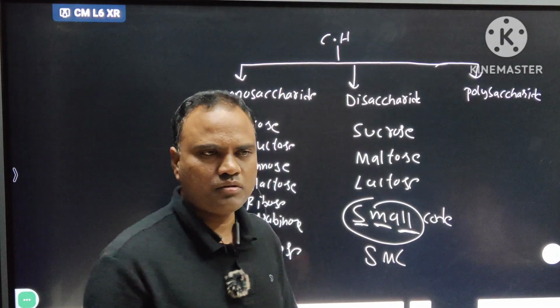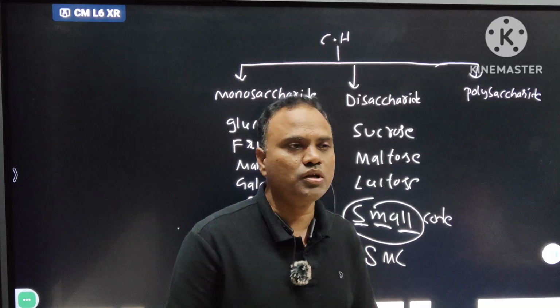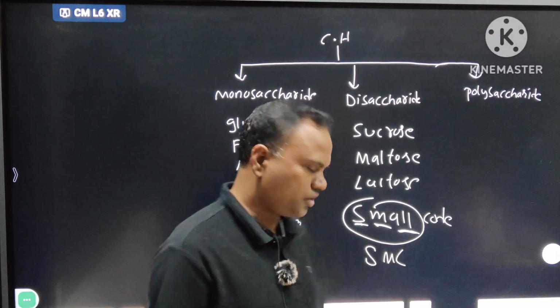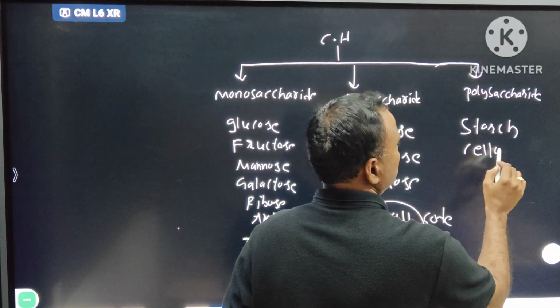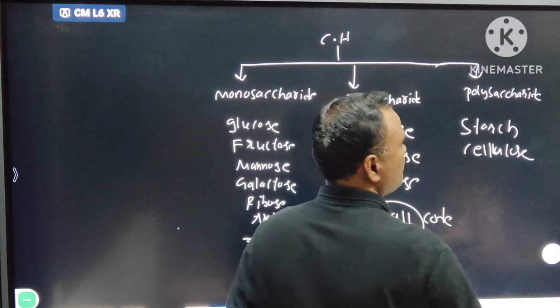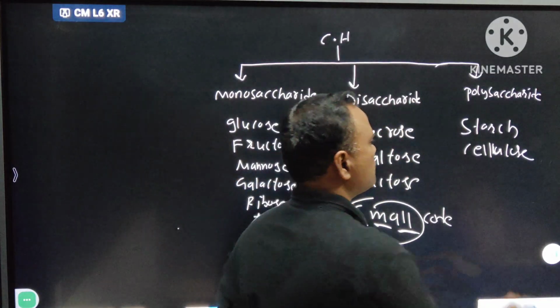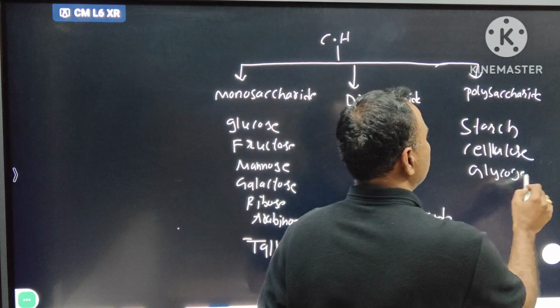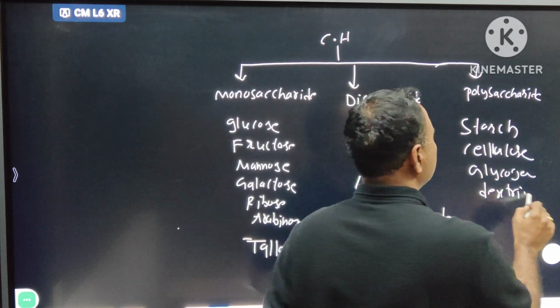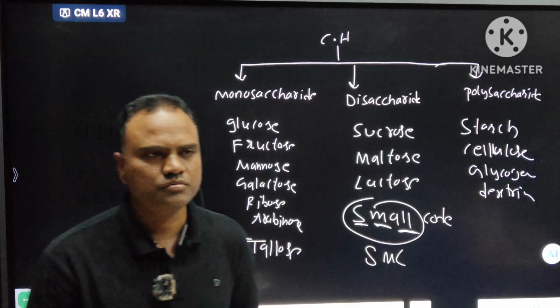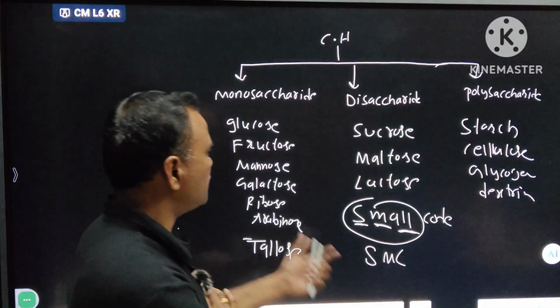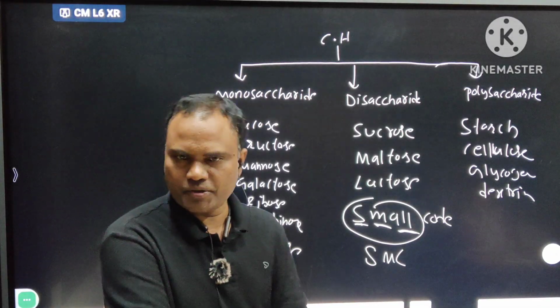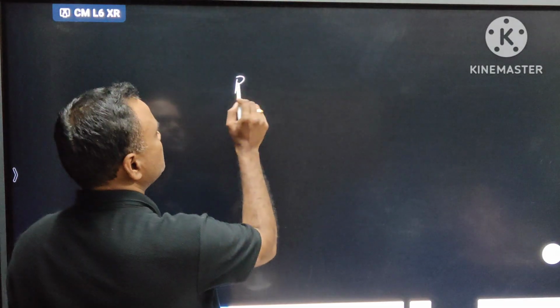Polysaccharides. Polysaccharides give many smaller carbohydrates upon hydrolysis. Examples of polysaccharides: starch, cellulose. Biology students would know. Glycogen and dextrin. Starch, cellulose, glycogen and dextrin. These are polysaccharides, producing many smaller carbohydrates. Okay, you have to learn the list by heart. I have already given it in the PDF. Okay, right. Next, based on reducing property.